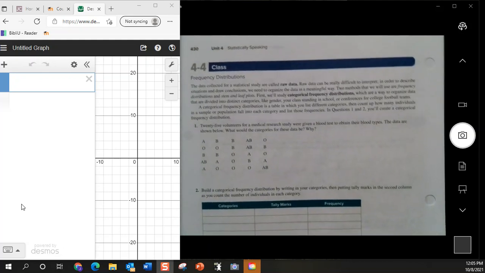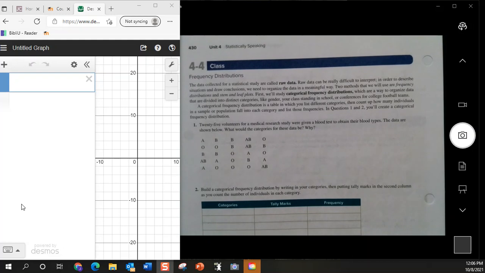Okay, now we move on over here to page 430. It says frequency distributions. The data collected for a statistical study are called raw data. Raw data can be really difficult to interpret in order to describe situations and draw conclusions. We need to organize the data in a meaningful way. 2 methods that we will use are frequency distributions and stem and leaf plots.